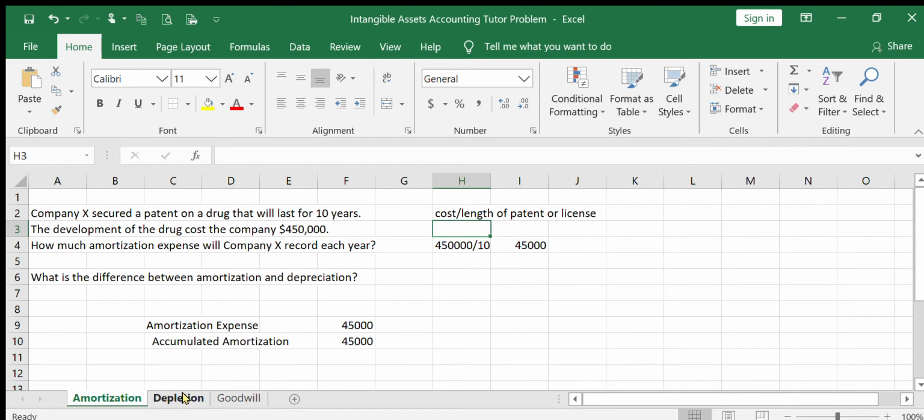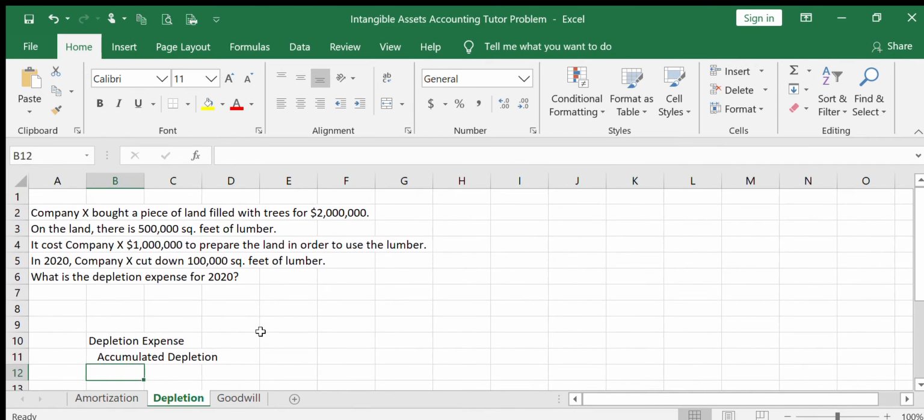So next thing we're going to do is look at a depletion problem. So depletion, very similar again to depreciation, but in this case, again, we're talking about something different than a tangible asset. We're talking about natural resources.